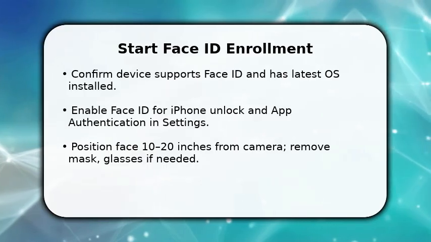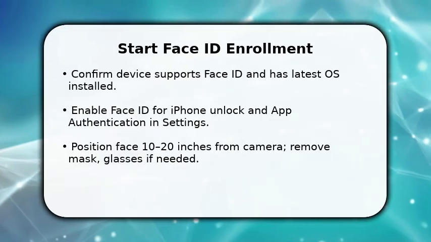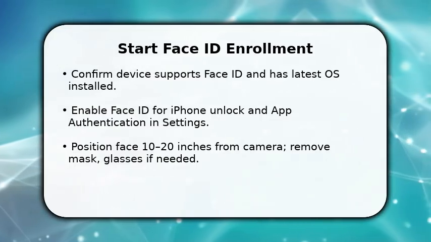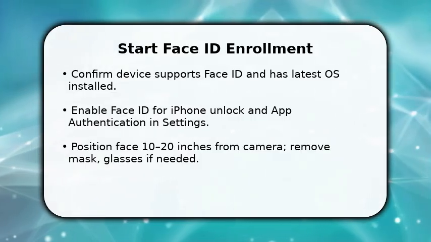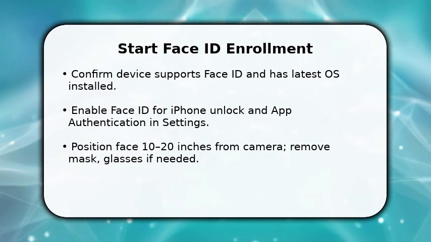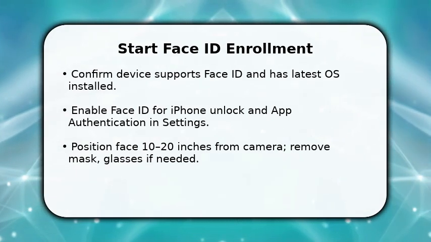Hold the device at eye level and position your face in the frame about 10 to 20 inches from the camera. Rotate your head slowly to complete both enrollment scans. Once done, enable Face ID for iPhone unlock and for password autofill or specific apps to allow app logins.